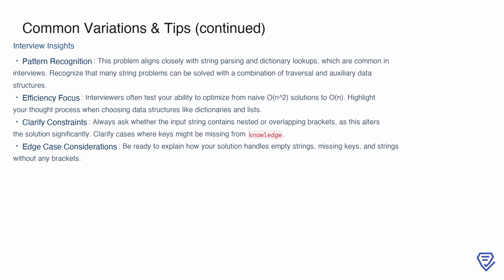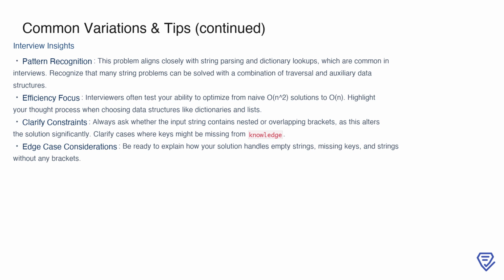Efficiency is another key concern. Interviewers often test your ability to optimize naive O(n²) solutions into O(n) solutions, so make sure to highlight the rationale behind choosing specific data structures, like dictionaries for quick lookups or lists for efficient concatenation.